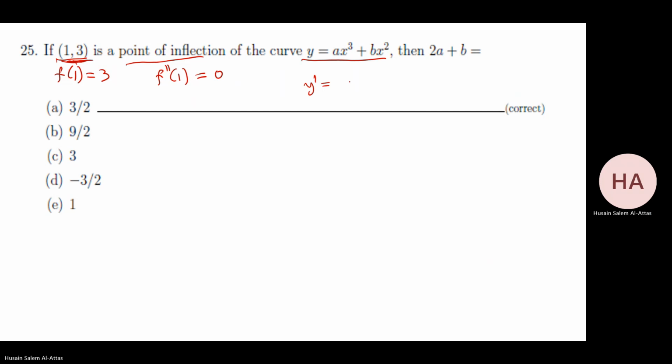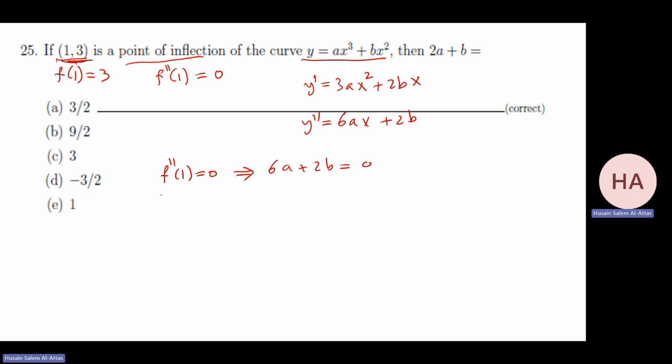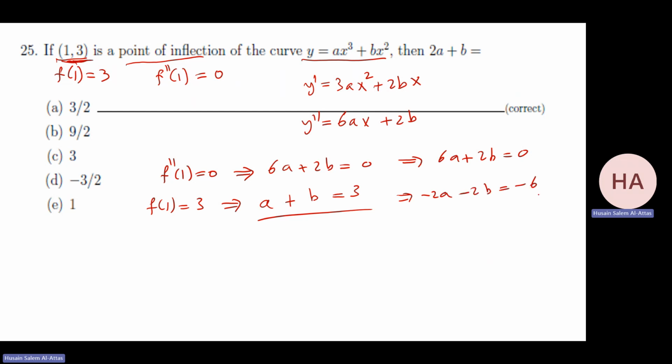I have y prime equals 3ax squared plus 2bx. y double prime will be 6ax plus 2b. Okay. I have f double prime at 1 equals 0, so I have 6a plus 2b equals 0 is the first equation. f at 1 equals 3, that means a plus b equals 3. I can leave this the same. Multiply the second one by minus 2, so minus 2a minus 2b equals minus 6. Add them, you have 4a equals minus 6, so a equals minus 3 over 2.